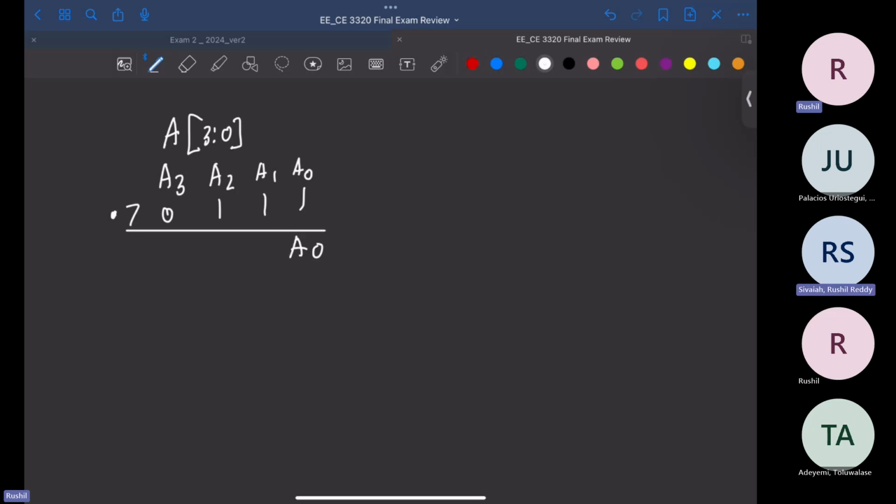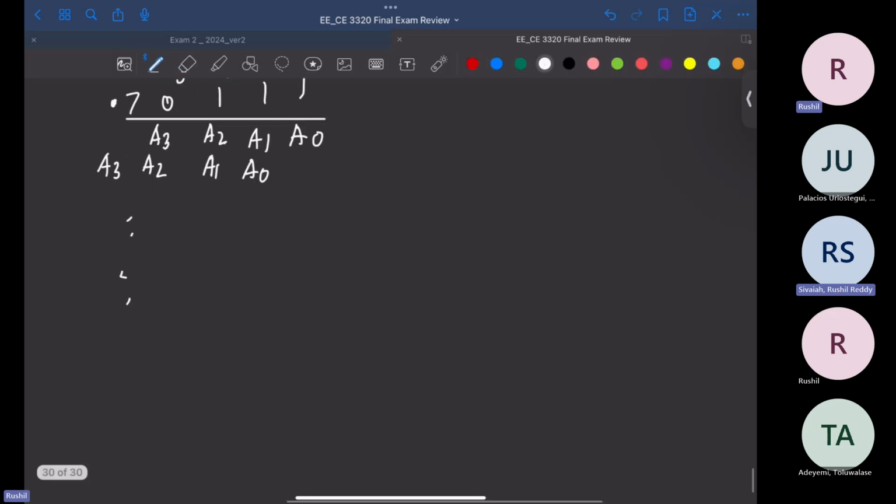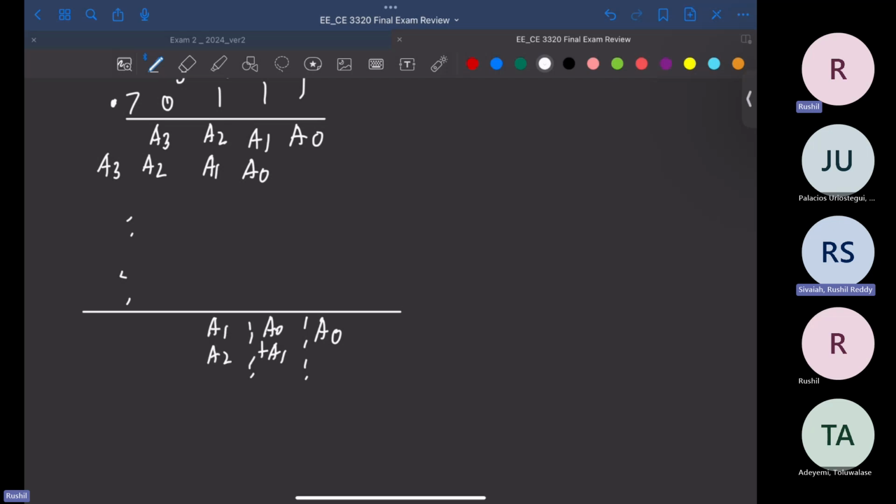Which would be A0 here, A1, A2, A3, A0, A1, A2, A3, and so on. This will give you an output similar to this: A0, A0 plus A1, then A1, A2, A3 all added.